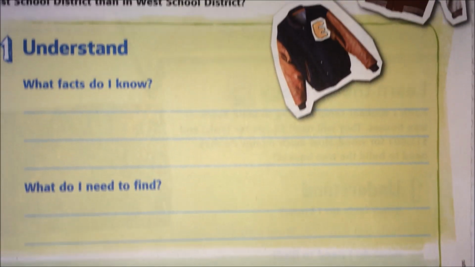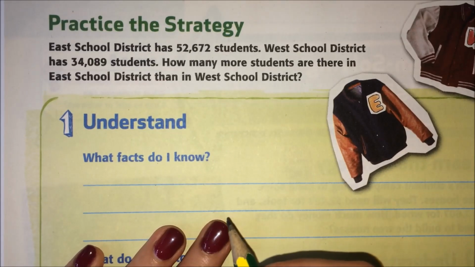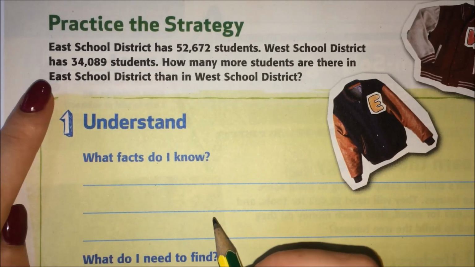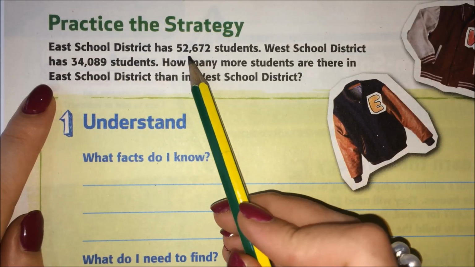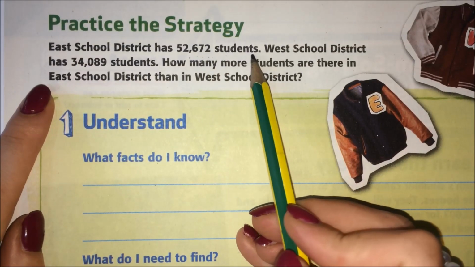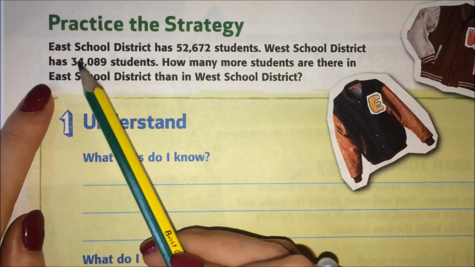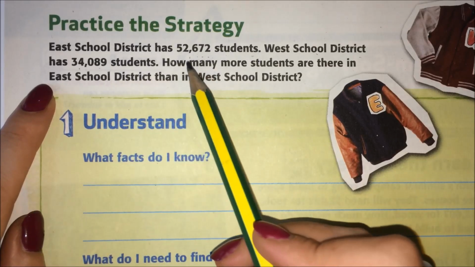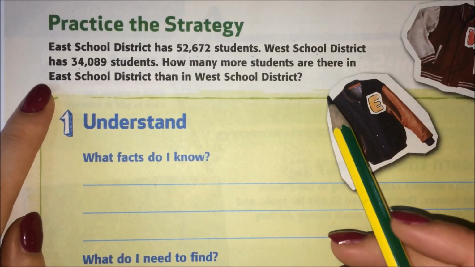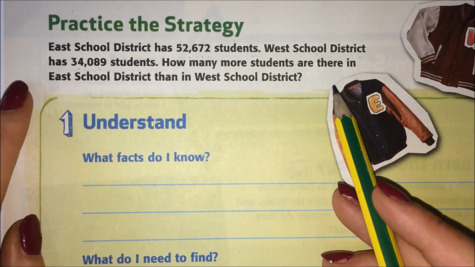Okay, now we have our second step on the back, practice strategy. East School District has 52,672 students. West School District has 34,089 students. How many more students are there in East School District than in West School District?